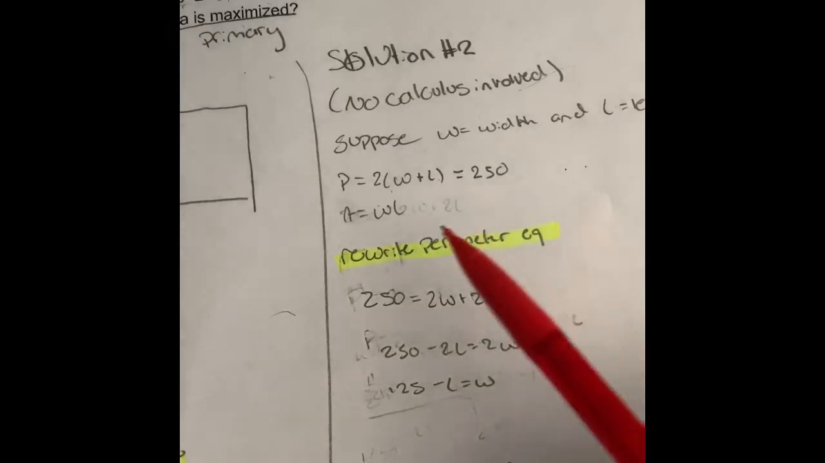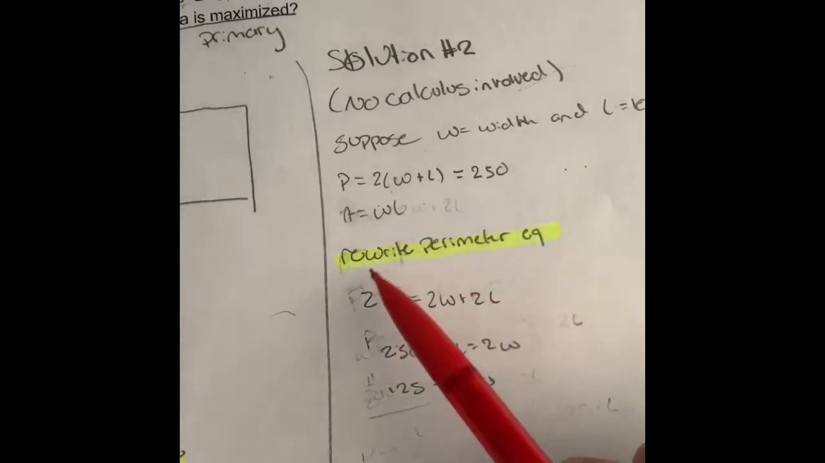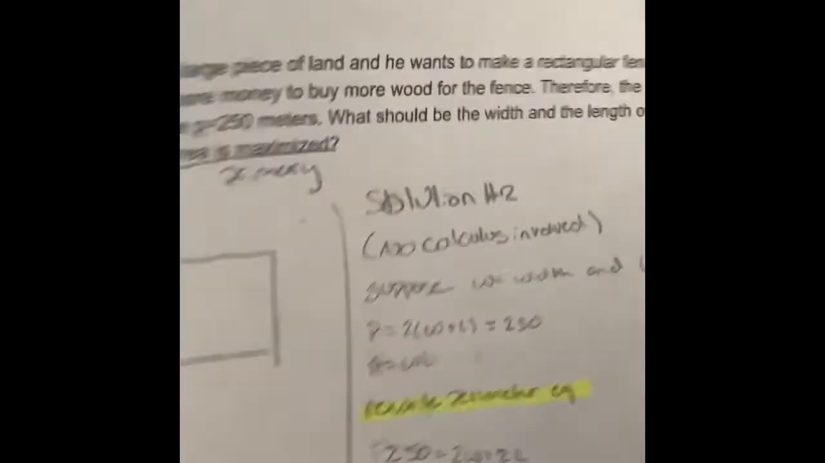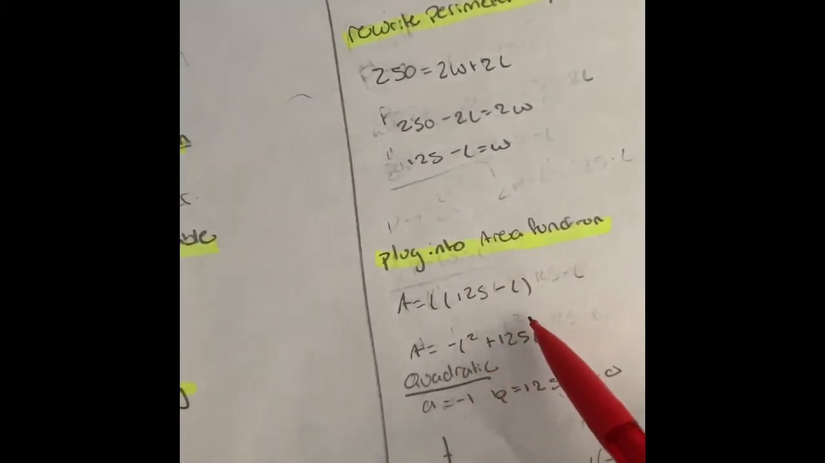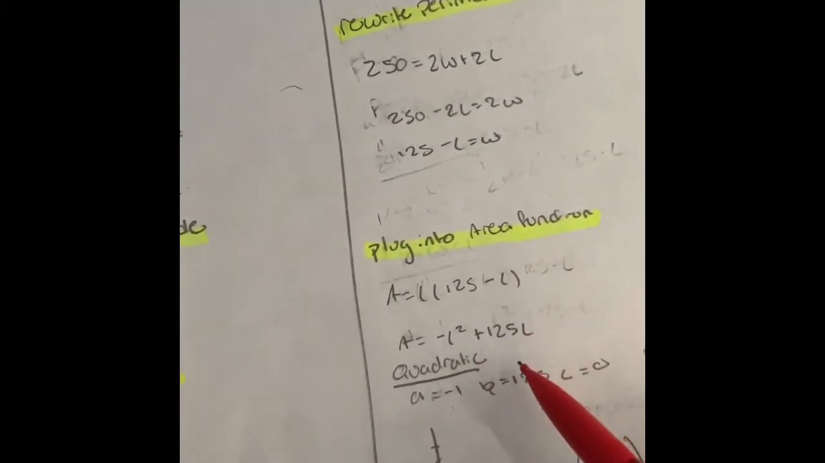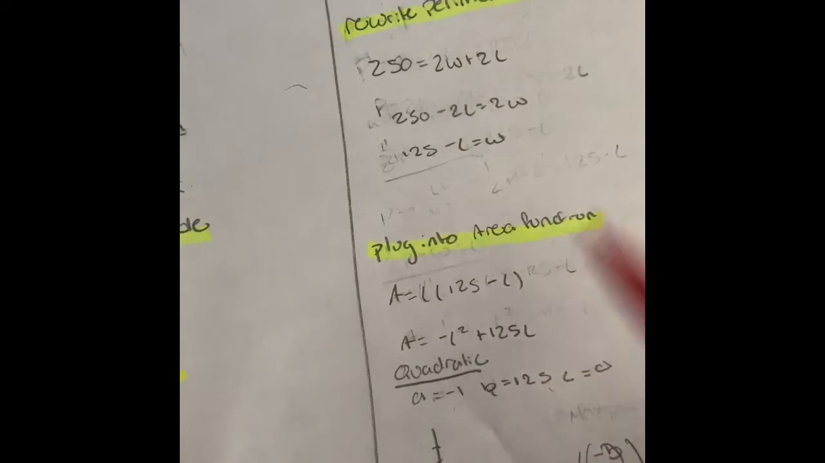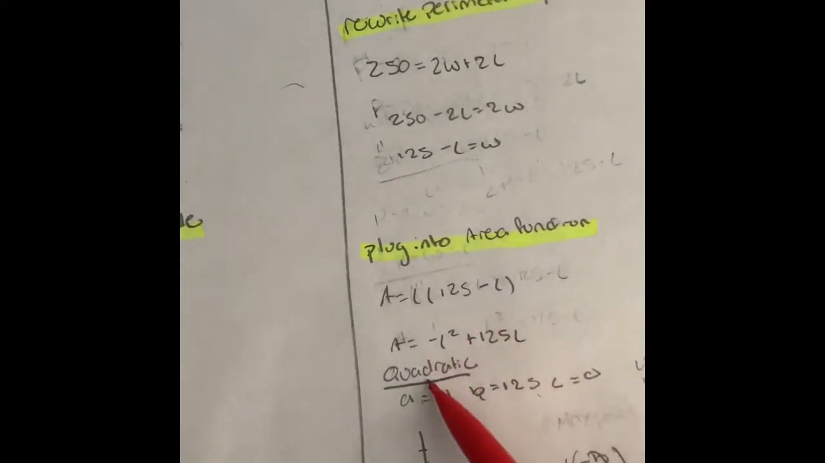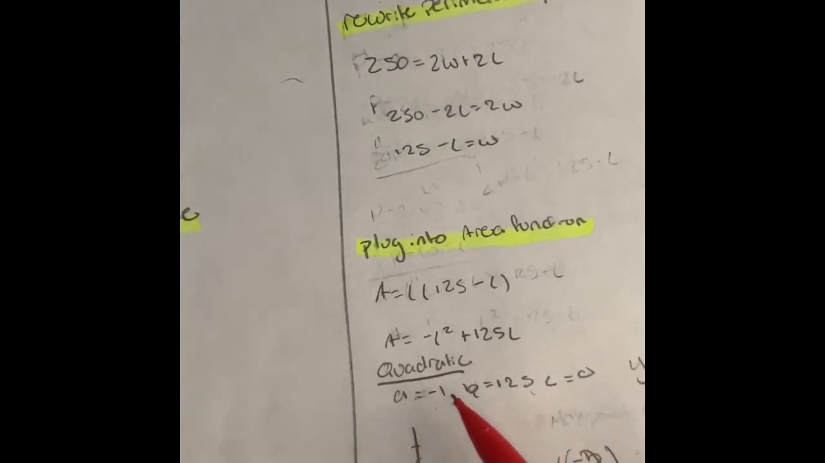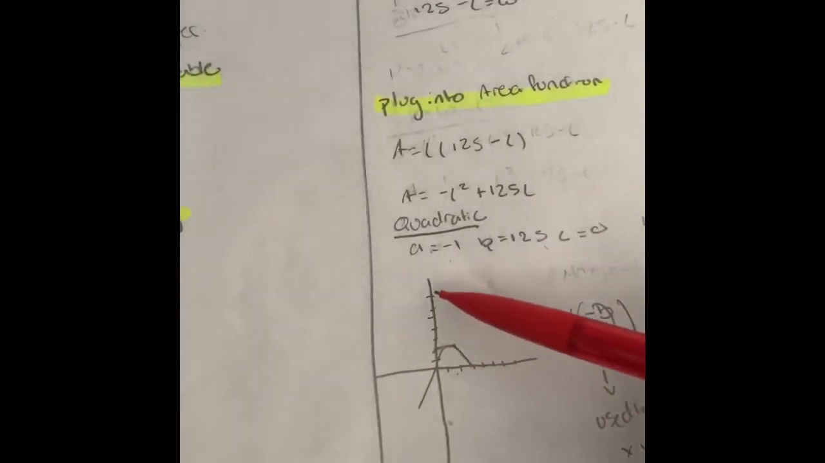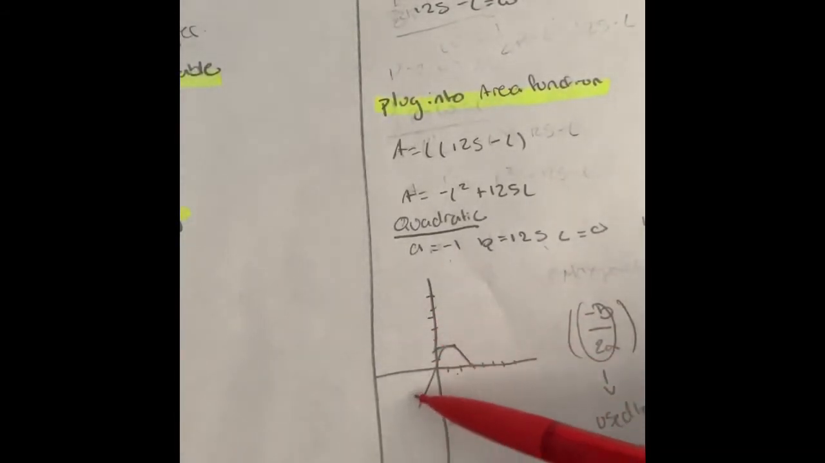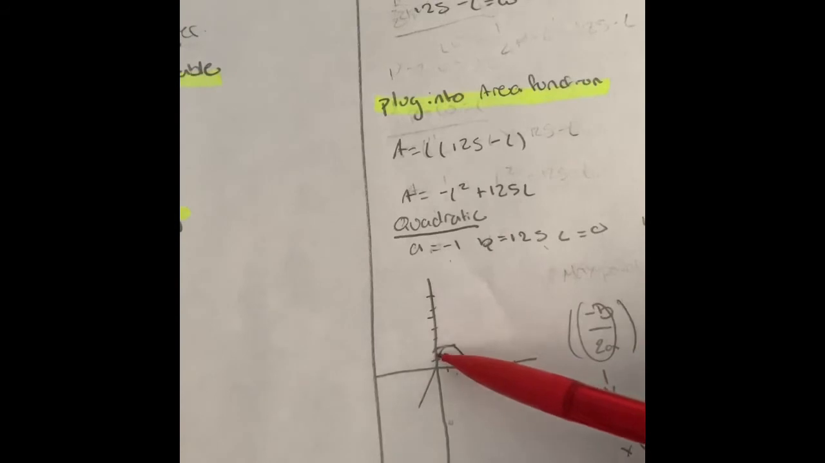Solve for w, we could plug in w right here into our area equation. So area equals l times 125 minus l, area equals negative l squared plus 125l. Notice this is a quadratic equation. We can use quadratic properties instead of calculus to solve this problem. A equals negative 1, b equals 125, and c equals 0. So I drew a little graph here showing it's a downward facing parabola, so our vertex would be the maximum.